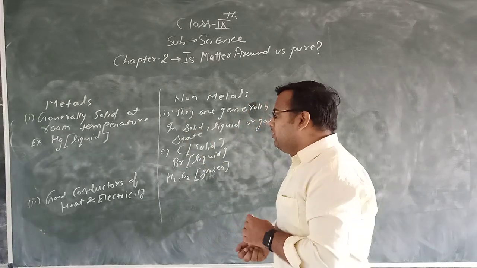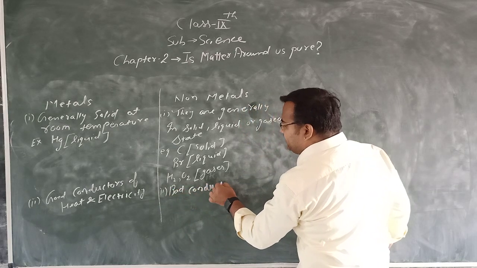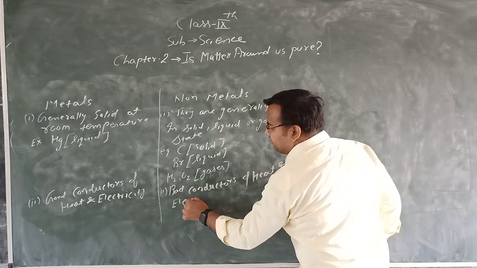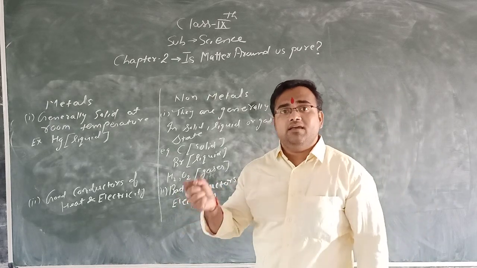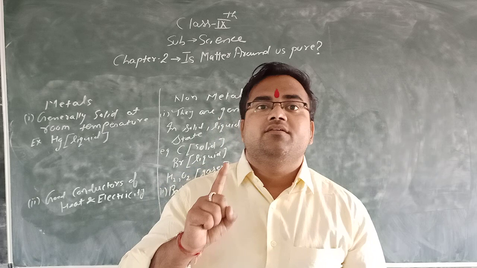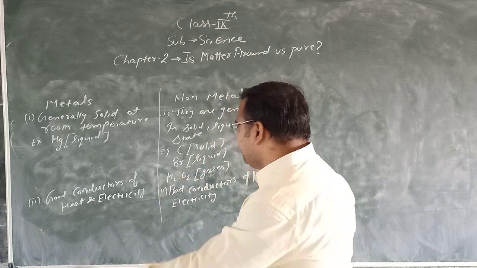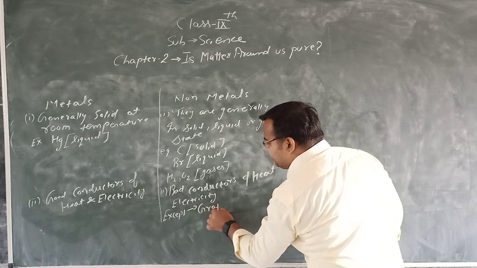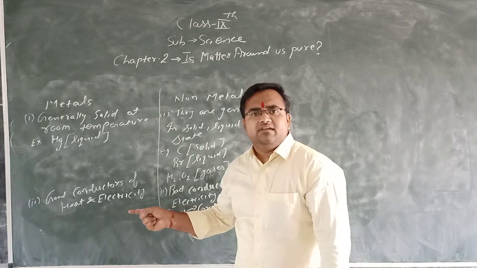Then non-metals are generally bad conductors of heat and electricity, except graphite. Graphite is a good conductor of electricity. So here we can write except graphite. Now we have seen two differences.